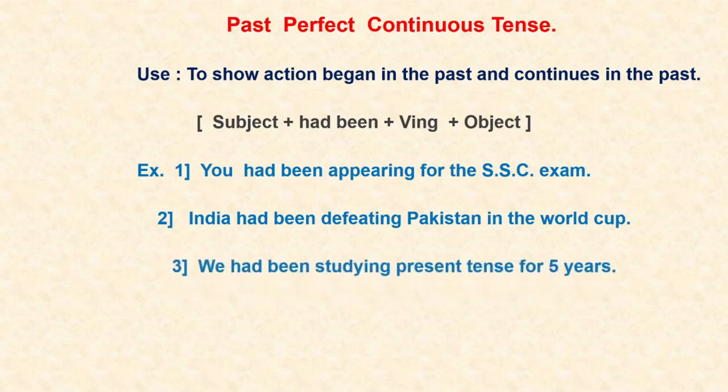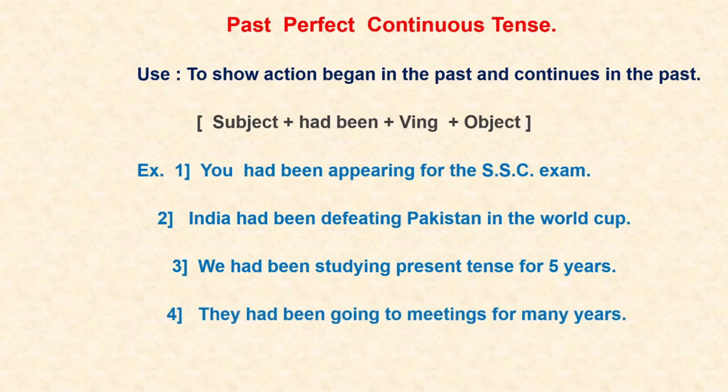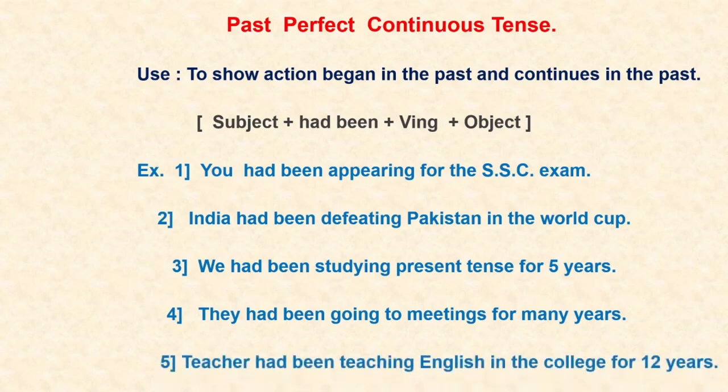Third example: We had been studying present tense for 5 years. It means the action of studying present tense began in the past and continued in the past. Right now we are not studying present tense. This is the meaning. Fourth one: They had been going to meetings for many years. It means they began attending meetings in the past and continued in the past. Right now they are not going to the meetings. The last example: The teacher had been teaching English in the college for 12 years.